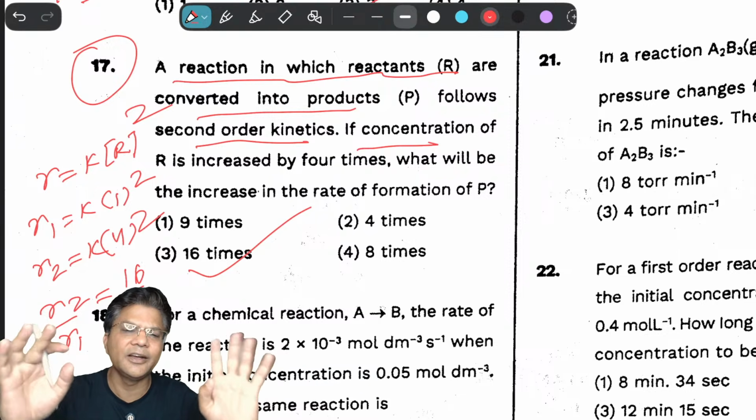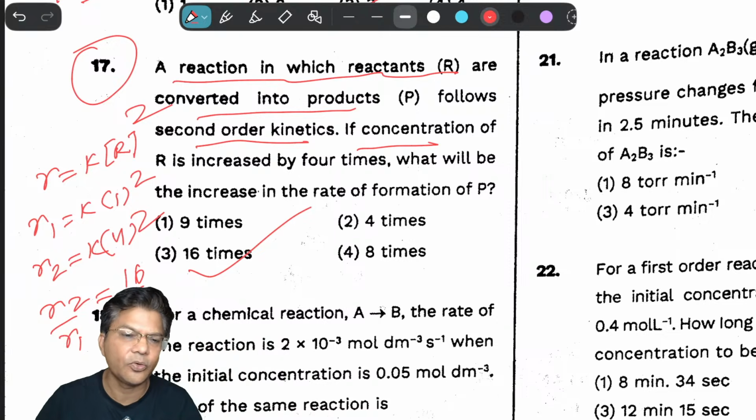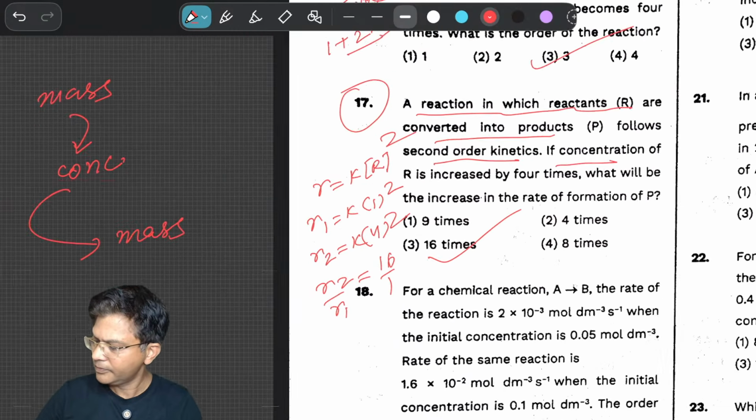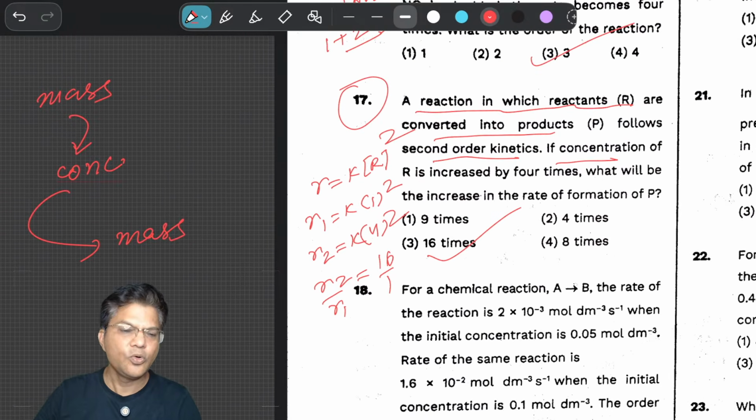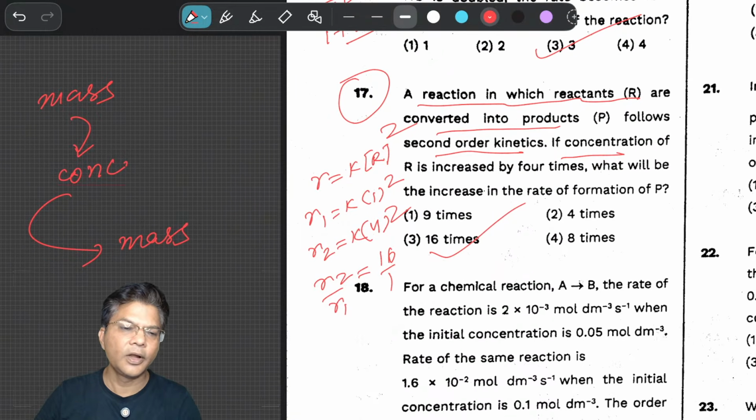You could have done it orally. It's a very simple question. I think everyone got it. Got it or not? Do let me know. Is it clear or not? You could have done it orally.